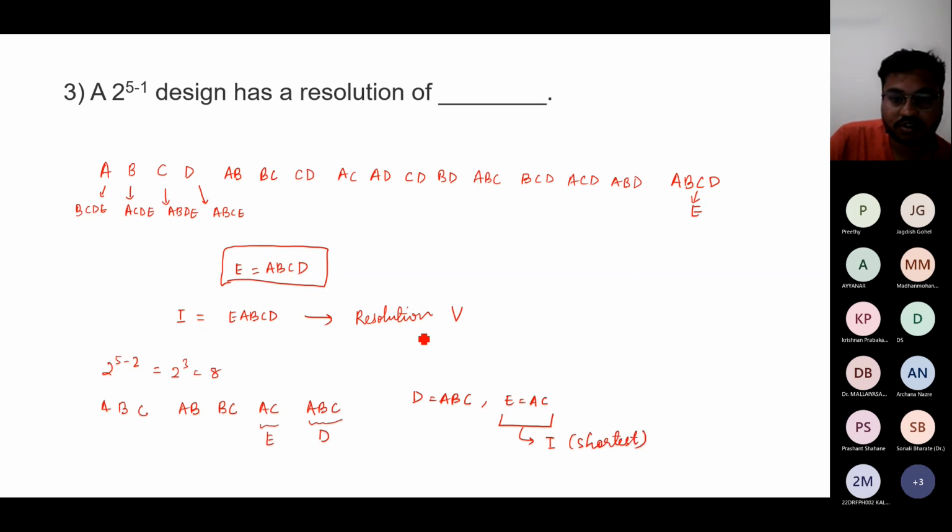Since this shortest equation has 3 terms, which are E, A, and C, this design will have a resolution of 3. Is that okay? Okay, thank you.